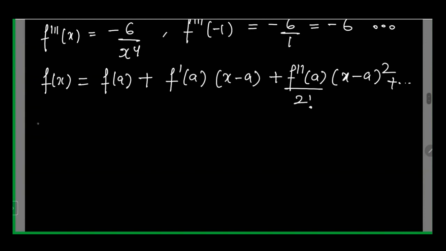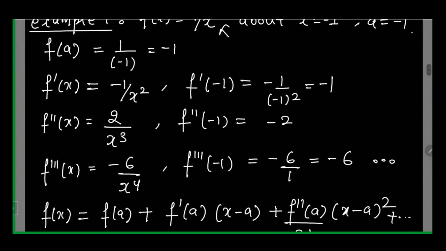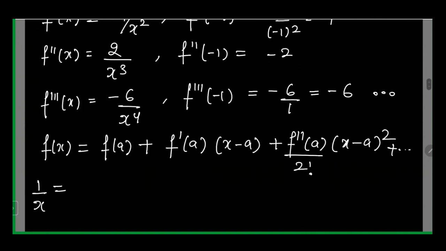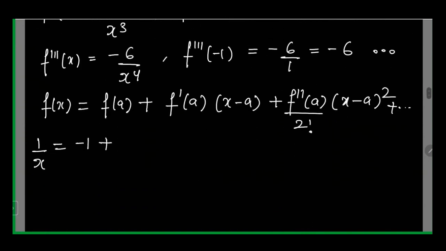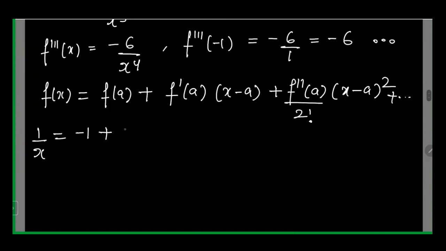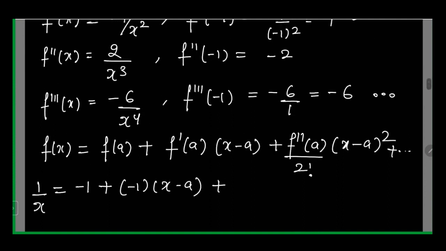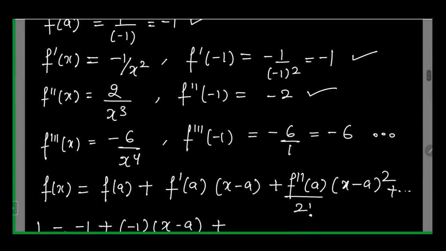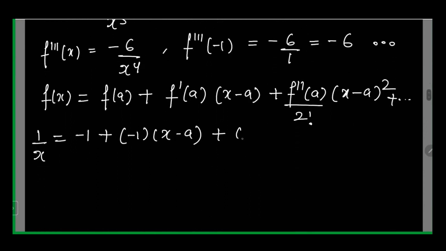So my f of x is 1 by x. My f of a is minus 1, so let's put minus 1 here. My f dash a is again minus 1, so let's put the value of minus 1 here into x minus a, plus, what is my f double dash a? It is minus 2. So let's put minus 2 here and multiply by (x minus a) whole square.